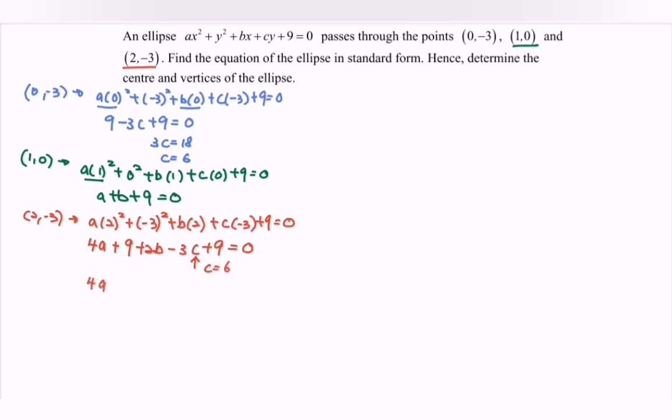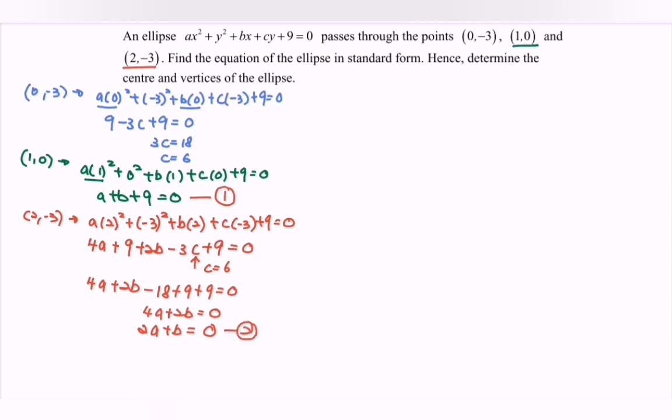So we have 4a plus 2b, and then minus 18 plus 9 plus 9 equals 0. So rewrite the equation. We have 4a plus 2b equals 0. So we have 2a plus b equals 0. So here we name it as the first equation, this one as the second equation.